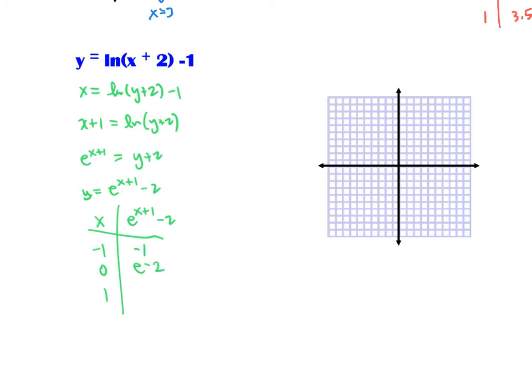Plug in a 1, I get e squared minus 2. Ooh, that's kind of yucky. Okay, let's see what that would look like. I could use my calculator, but I'm just going to go with negative 1. Negative 1 is a pretty nice number, so let's put that there. Negative 1, negative 1.